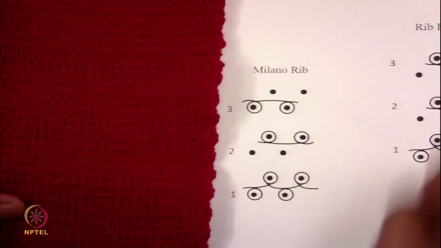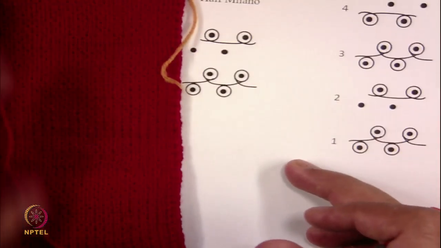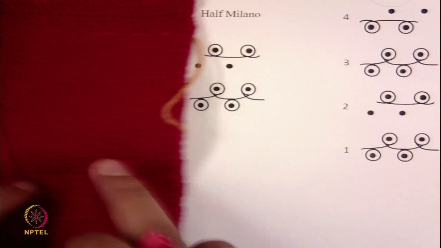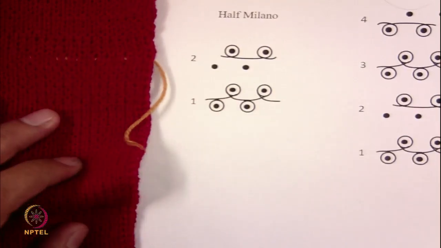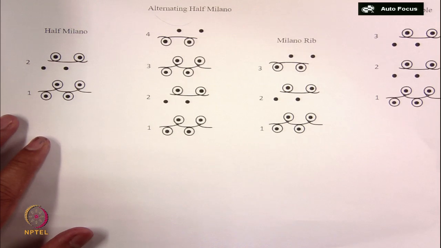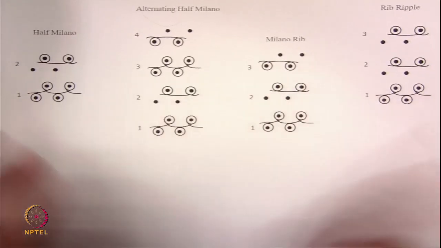But when you take out the yarn and note down the float notation, then you can observe each of these sections of the fabric is different, and this is half Milano. So this is how we created this fabric, and now let's see how the structure in terms of loop length and GSM is different for all of these fabrics.